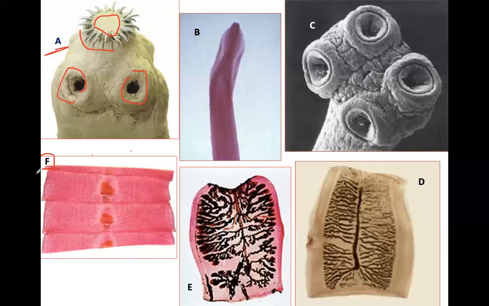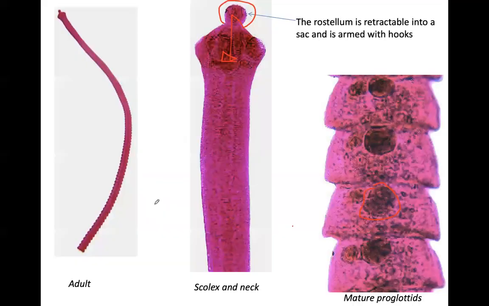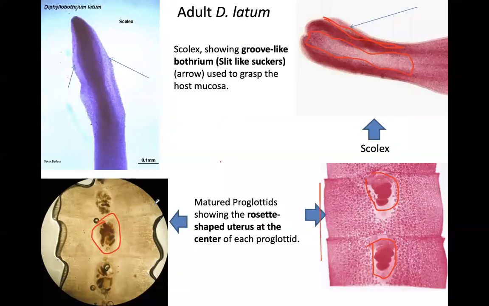All right, so let's say F, what is F? Some say it's D. latum, some say it's H. nana, some say Hymenolepis nana. What is Hymenolepis nana? All right, so what is F? Let's see the chat. Do you remember? F is not a scolex. The scolex is a head. This is not a head. It's a proglottid. So some say it's a proglottid of H. nana, some say it's a proglottid of D. latum. Okay, D. latum. Okay.